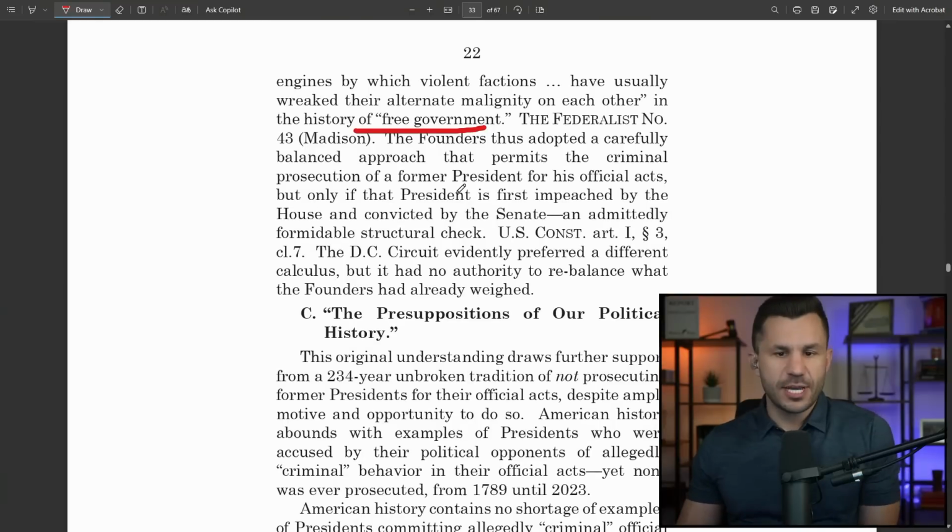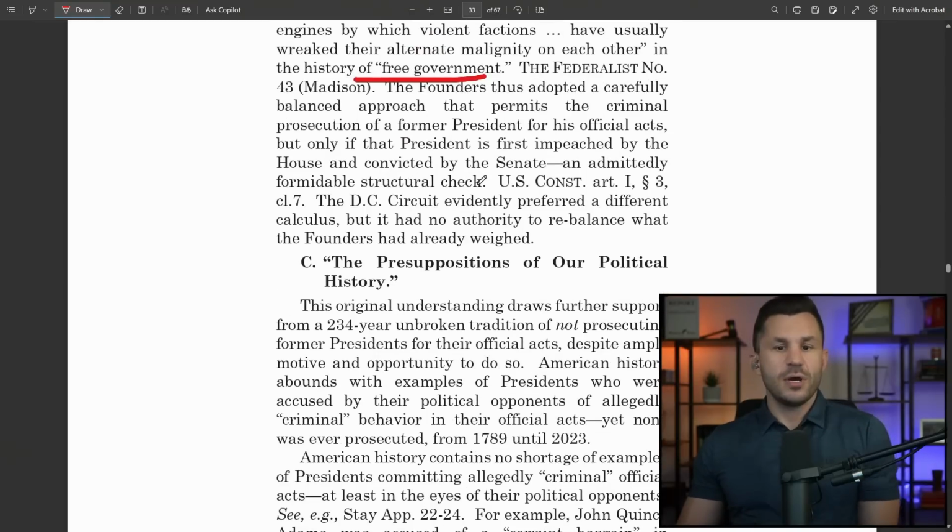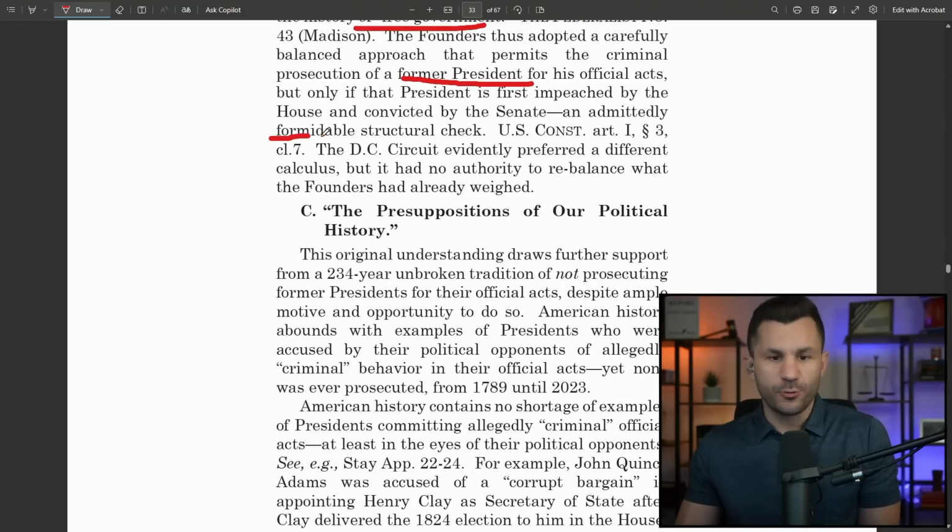Now, the founders carefully adopted a balanced approach that permits the criminal prosecution of a former president for his official acts, but only if that president is first impeached and convicted by the Senate. Yes, we know it's a formidable structural check, but that's America. We elected that president. So in order to remove him and prosecute that person, it's got to be a pretty high bar. So the DC Circuit evidently preferred a different calculus, but it had no authority to rebalance what the founders had already weighed. So they can't just make it up.